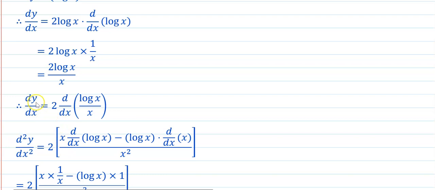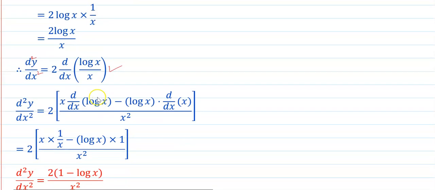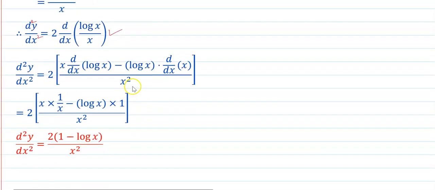Next, again differentiate this with respect to x. That is a d2y by dx square. 2 is a constant. ddx of log of x upon x. Here we will use the quotient rule. That is a u upon v. First v into ddx of log of x minus u into ddx of v, upon v square. That is a 2. What is the derivative of log of x? It is 1 upon x. x into 1 upon x minus log of x.